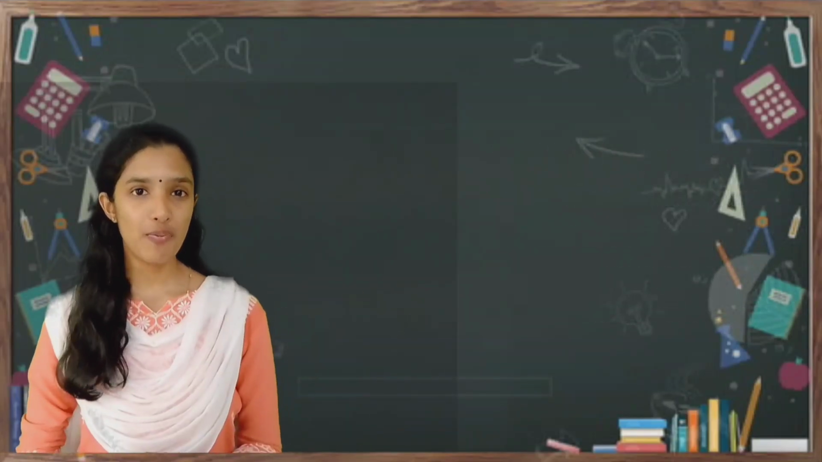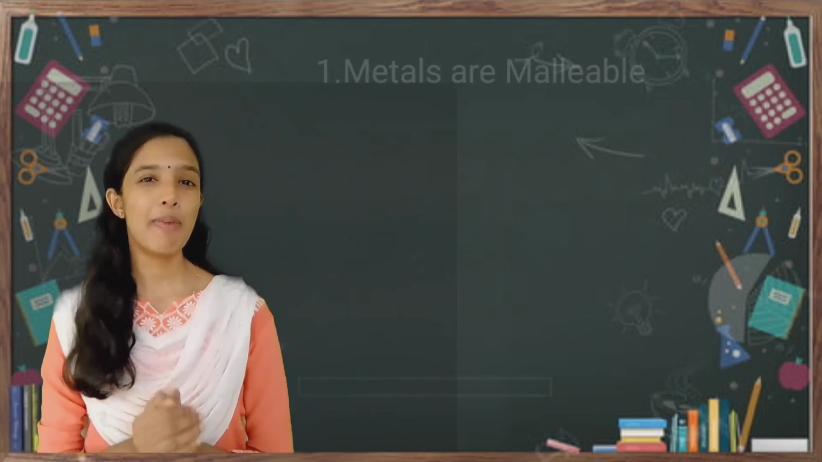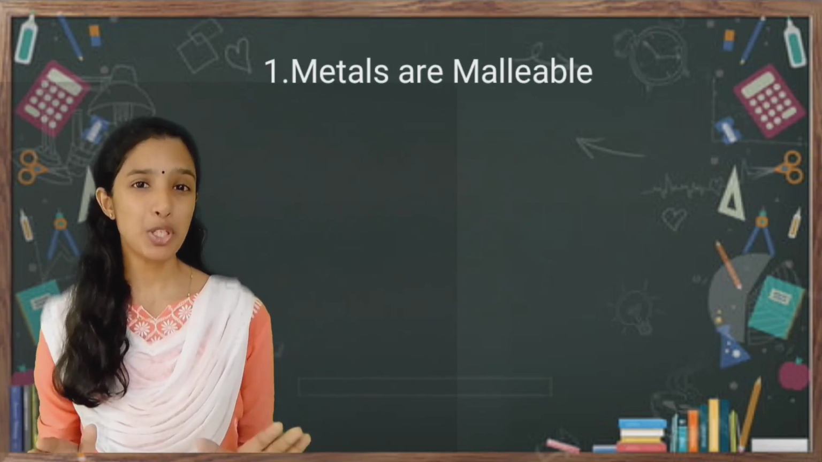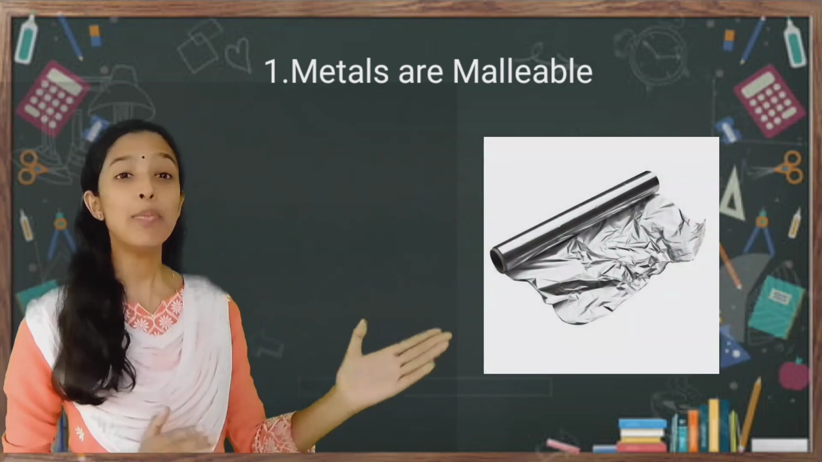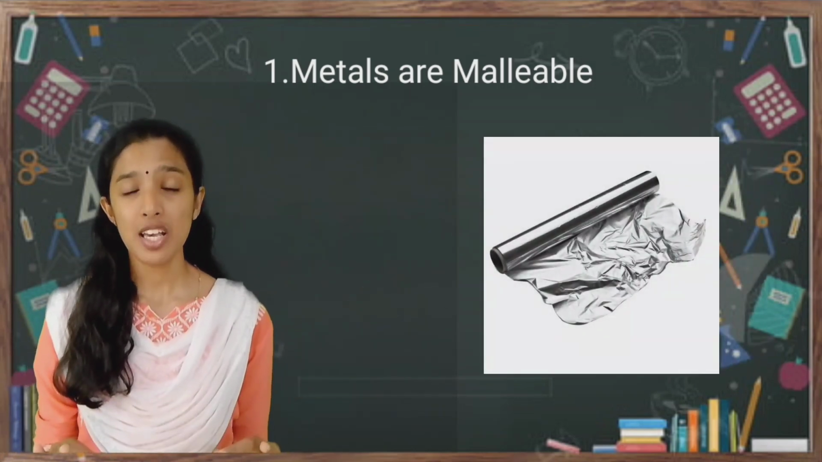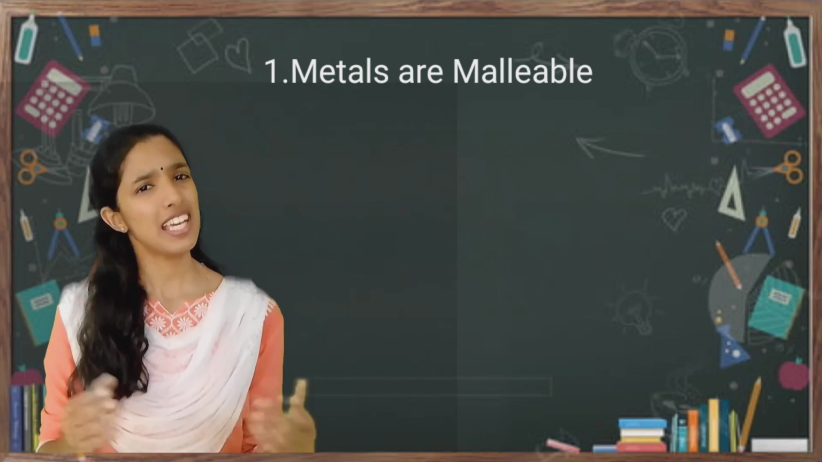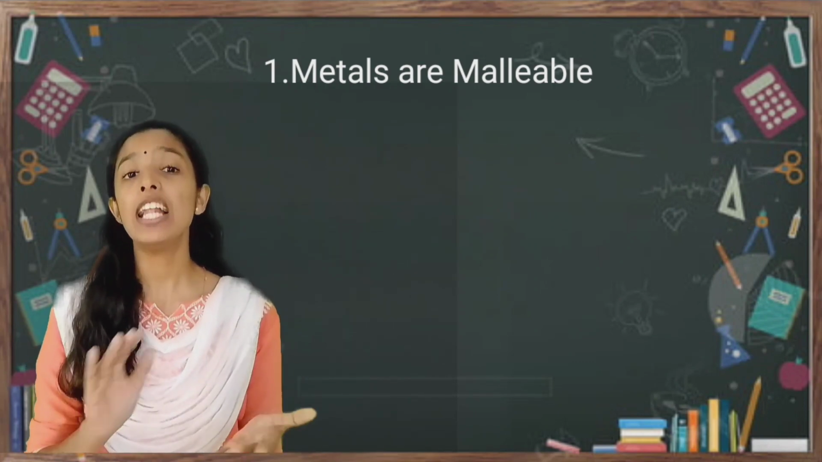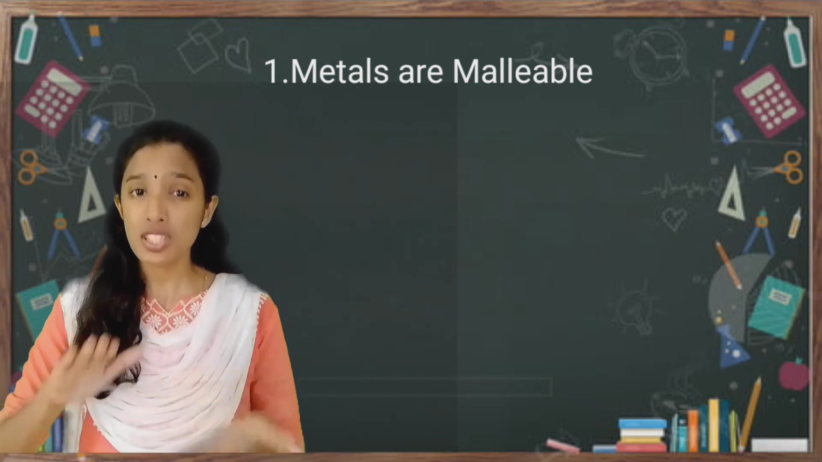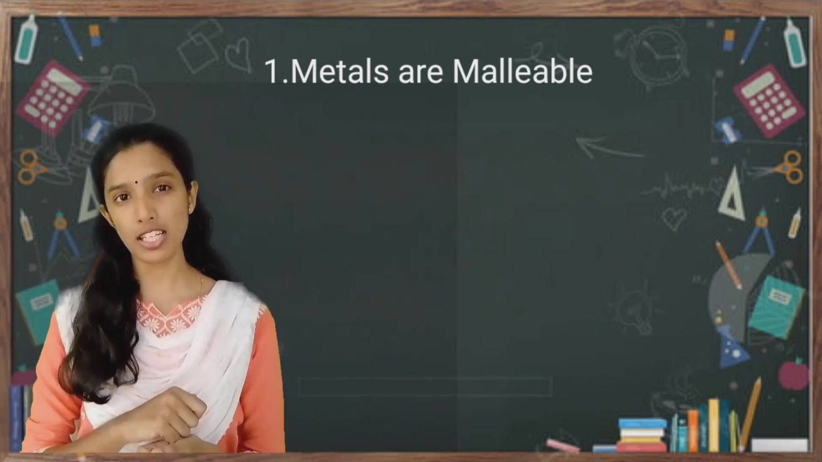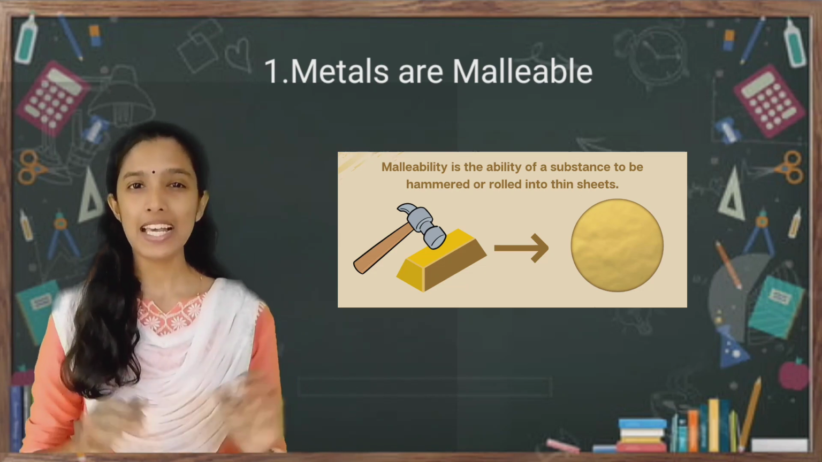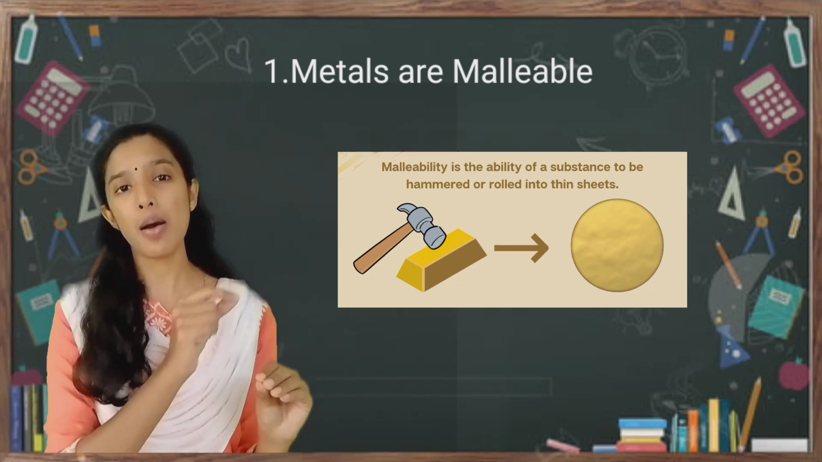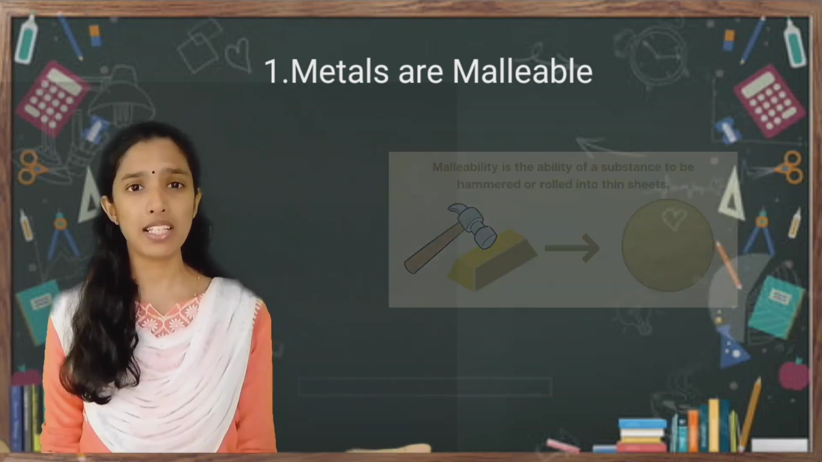The first property of metal is metals are malleable. Is the term new to you? But let me show you some image. Aluminium foil. Yes, what is the base of an aluminium foil? It's of course aluminium metal. The property is aluminium metal can be beaten to thin sheet when hammered strongly. So the property of metals by which they can be beaten to thin sheets by hammering is known as malleability.